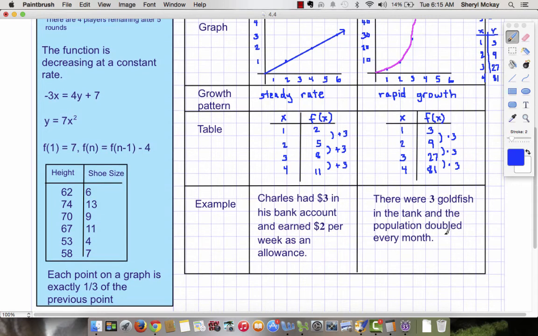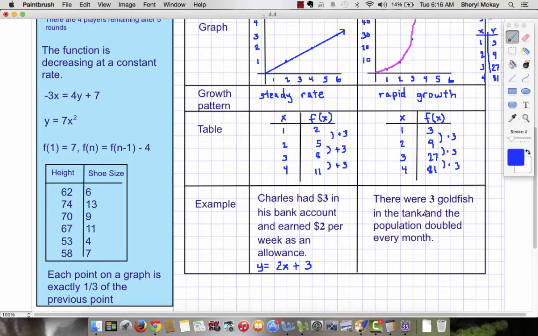So an example, a written example of a linear equation would look like this. Charles had $3 in his bank account and earned $2 per week as an allowance, and we would write it like this. Y, meaning the amount he has in his bank account, equals how much is he putting in each week? $2. X is the number of weeks, plus the amount that he started with, $3. Do you see how that translates to a linear equation?